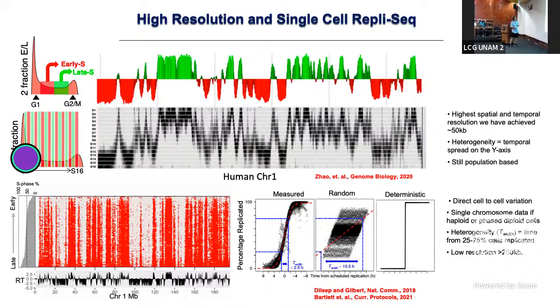Now, we can also do single cell repli-seq, because remember, this is still a population-based method, but we can still tell heterogeneity in the population because we have such sharp temporal resolution.